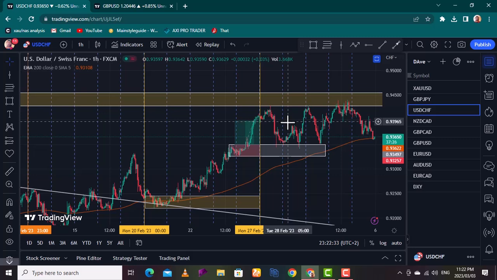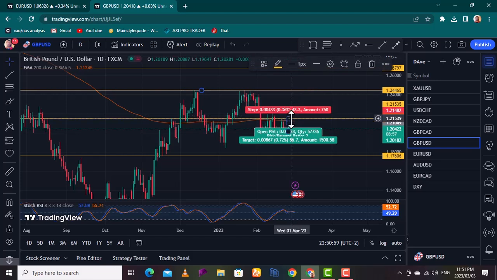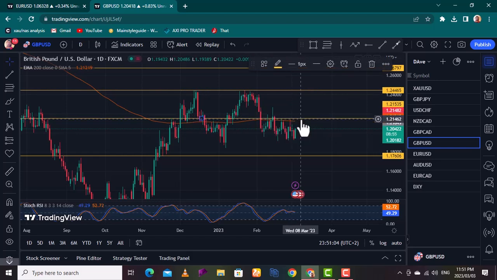So this was USD CHF. Next we'll be looking at GBP USD. Now on to GBP USD, Tuesday's trade. This is the daily time frame. On the daily, we're trading between this horizontal line and this one. And over here by this one, we see that my 200 EMA is there.